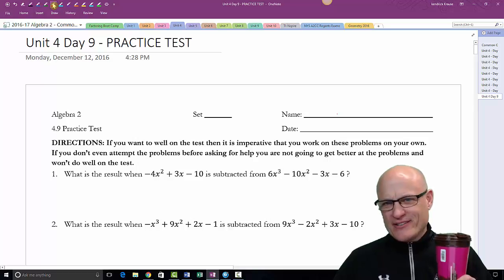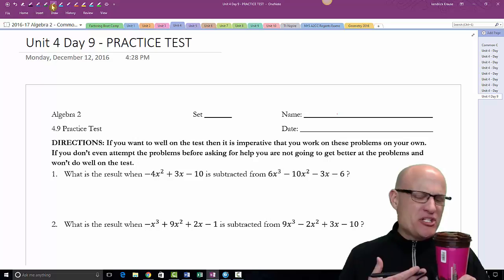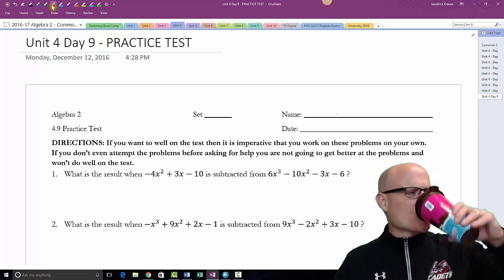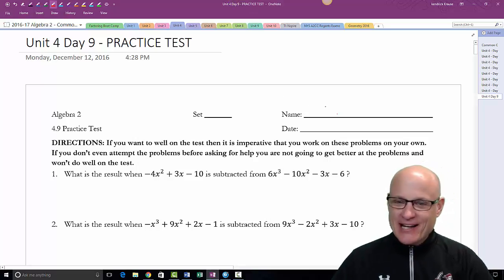When I finish a unit, especially Unit 4, I partake in some delicious Dunkin' Donuts coffee. Hot? Ooh, gotta love it.